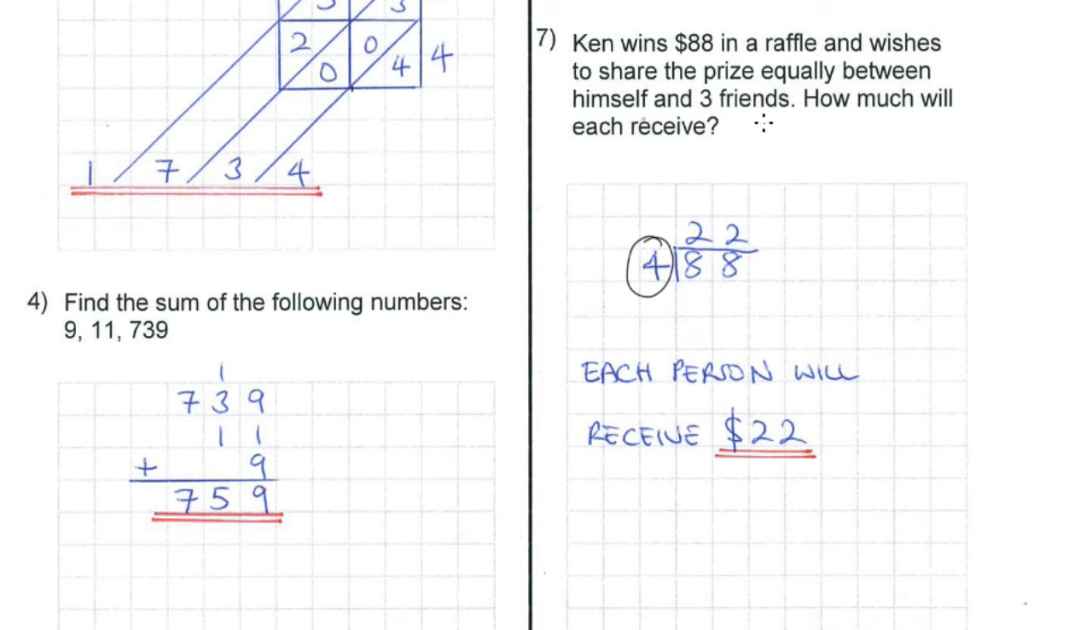For question 7, Ken wins $88 in a raffle, and he's going to share it equally between himself and 3 friends. And this is where the trick is. Well, himself and 3 friends, we're looking at 4 people. So 88 divided by 4 is 22. And these word questions I've mentioned before, we should actually write a sentence. So each person will receive $22.